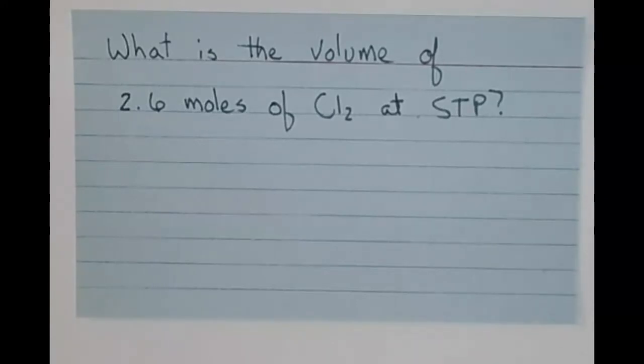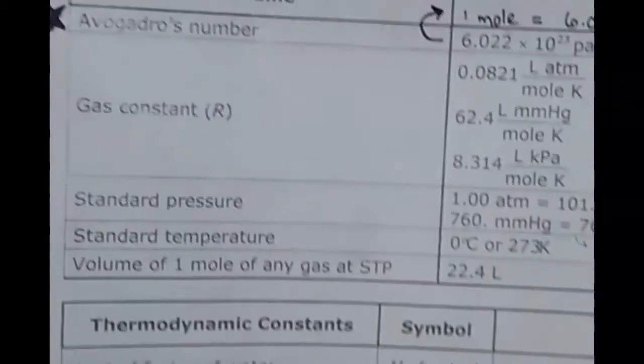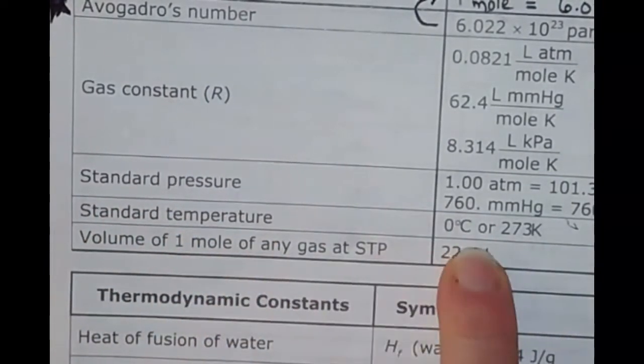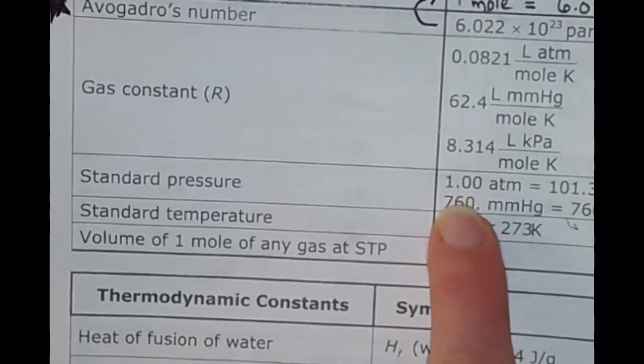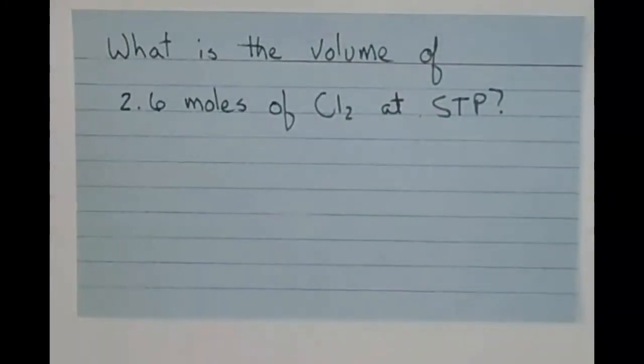And until we get to the ideal gas law, we can assume that we are going to be at standard temperature, which is 0 degrees C, and standard pressure for all these problems, until it is different when we get to the ideal gas law.